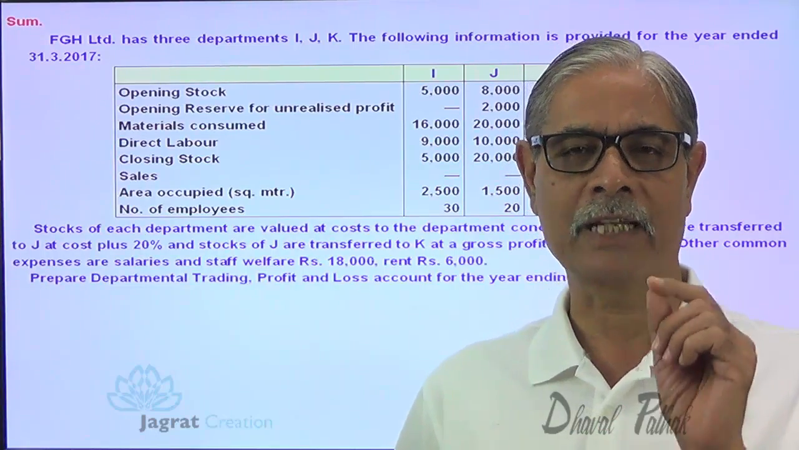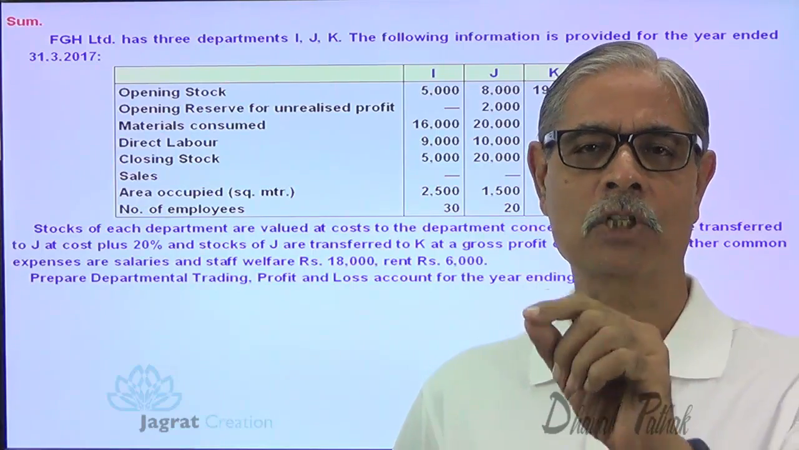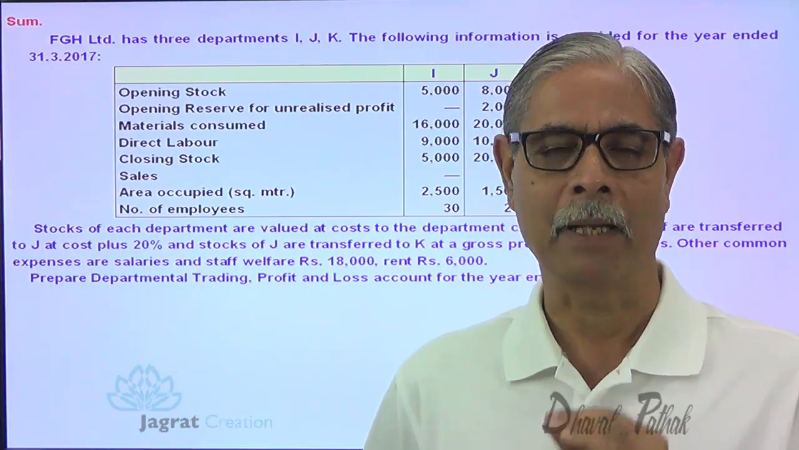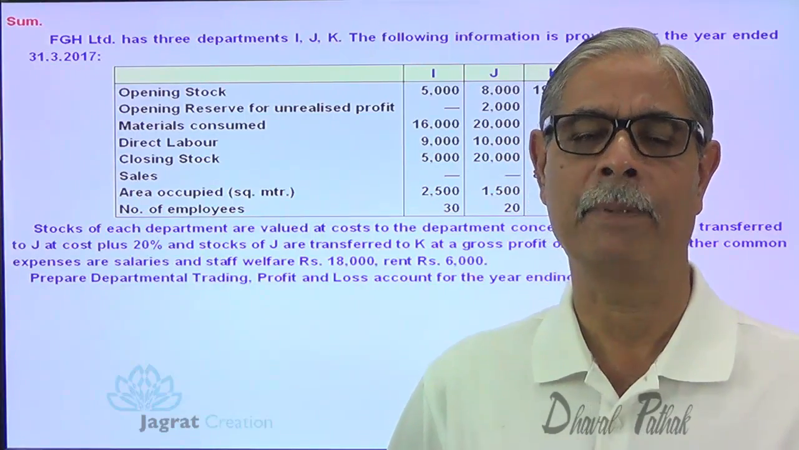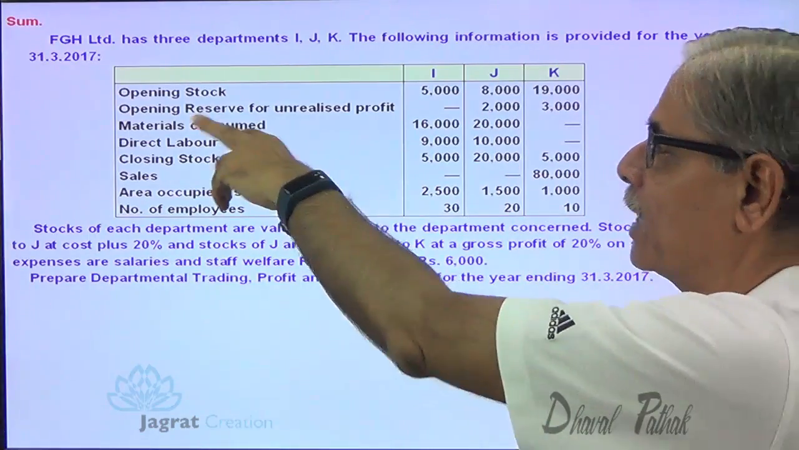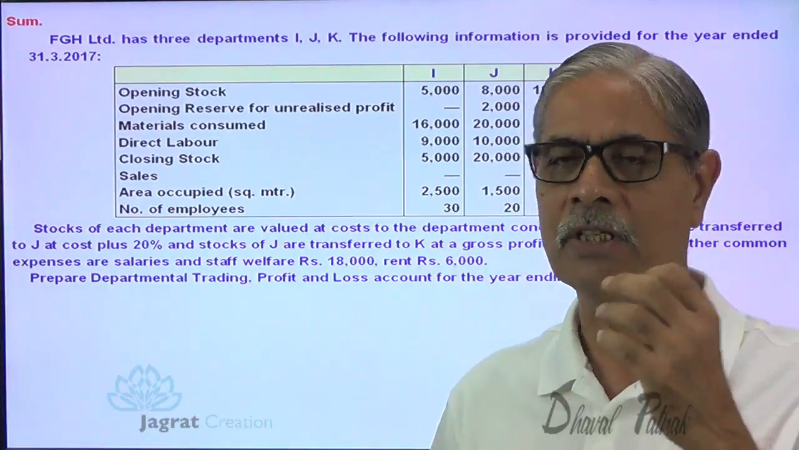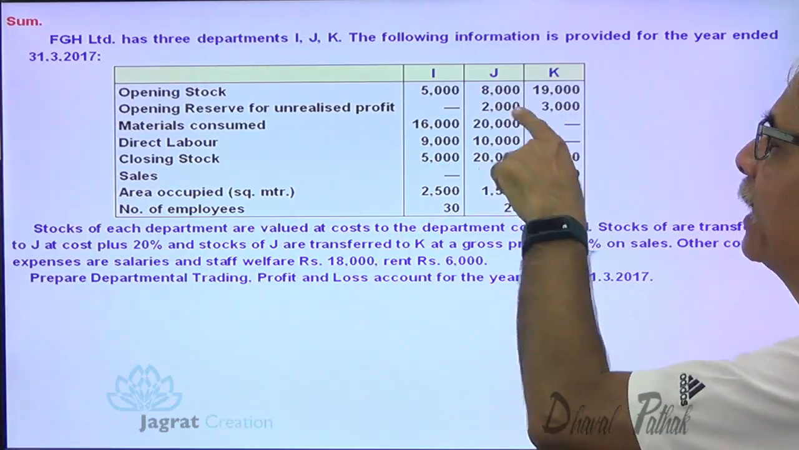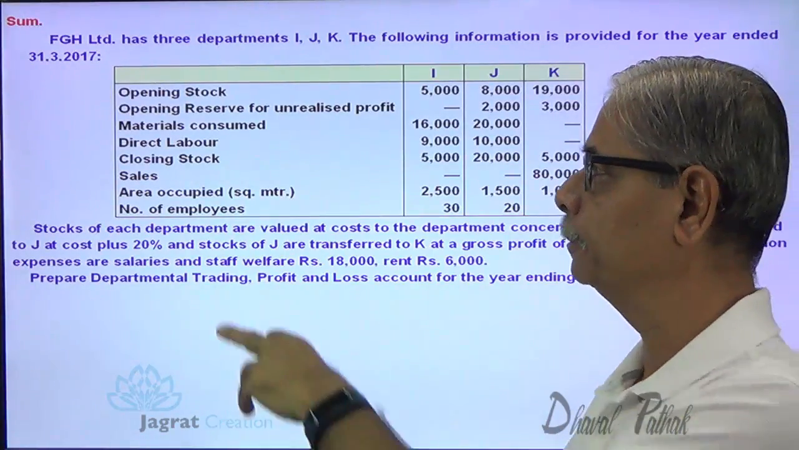So profit was charged by Department A to Department B, and the stock is left unsold in Department B at the end of the accounting period. There stands unrealized profit for which stock reserve gets created. So last year, at the end of the accounting period, the stock reserve was created: 2,000, 3,000. This is the profit element in the opening stock.